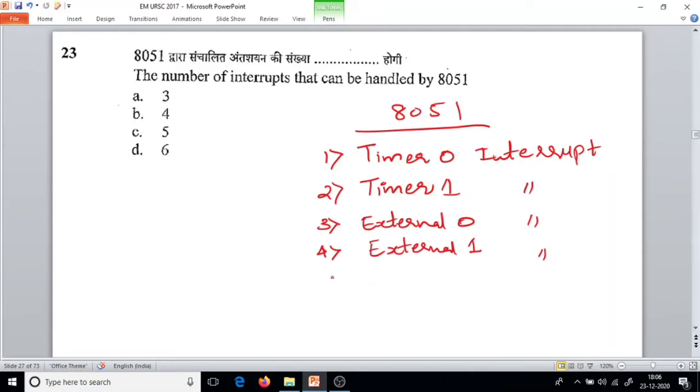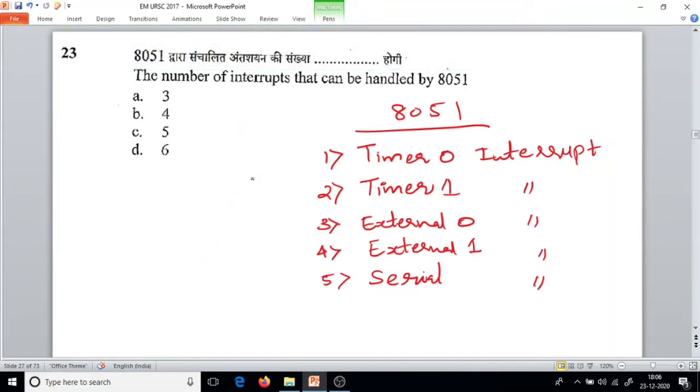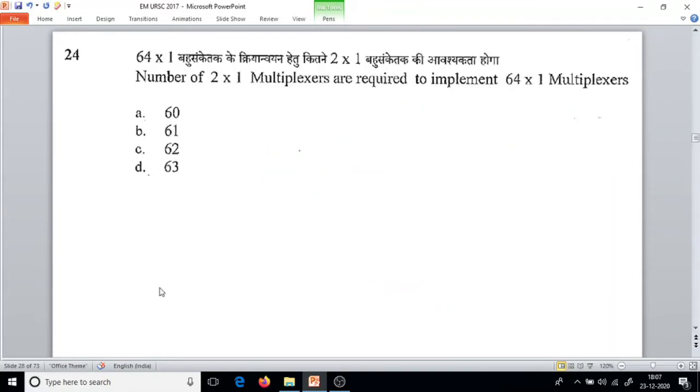One more important interrupt: to receive and transmit serial data, there is one more interrupt, that is the serial interrupt. So how many interrupts are there for 8051? There are 5 interrupts. Guys, you should remember 5 interrupts. This question can repeat.